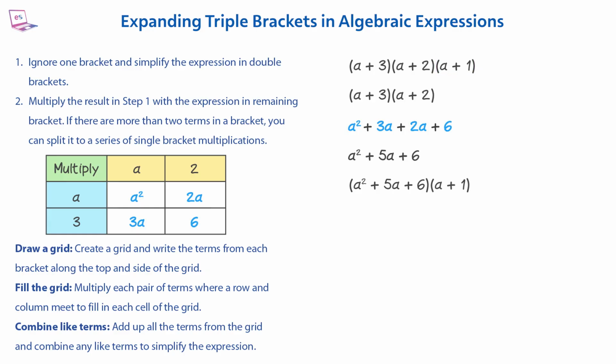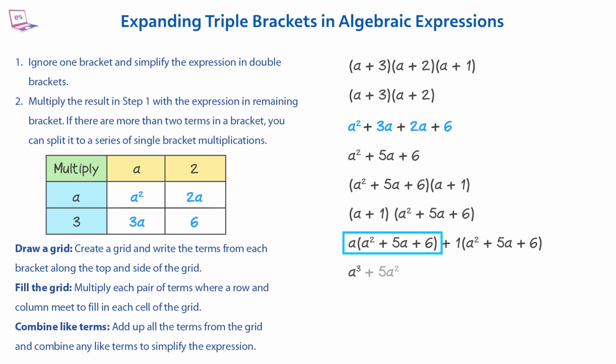To expand the double brackets, break it into single-term expressions. First, write the bracket with two terms, then the one with three. We can rewrite this expression as a times (a squared plus 5a plus 6) plus 1 times (a squared plus 5a plus 6). When you multiply a with all terms in the bracket, and 1 with all terms in the bracket, let's simplify by combining the like terms.